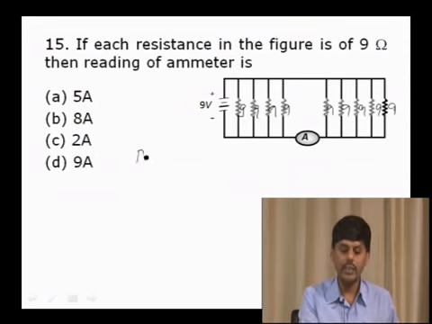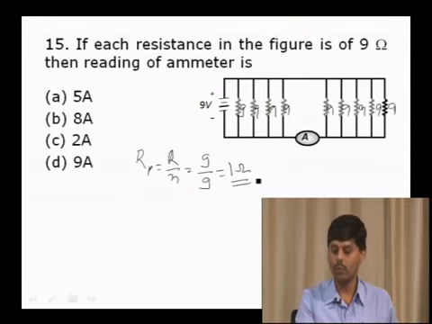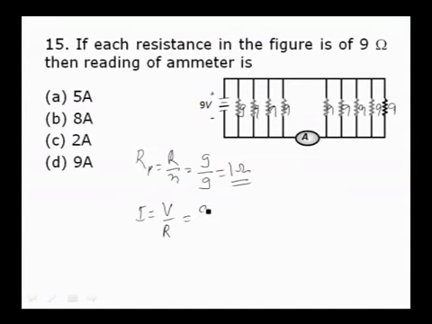The net resistance Rp is equal to R divided by N. The value of R is equal to 9. How many resistors are there? That is equal to 9. The effective resistance is equal to 1 ohm. Current is equal to V divided by R, voltage by resistance. Voltage is 9, resistance is 1. Therefore, this is equal to 9 ampere. 9 ampere flows in the circuit.